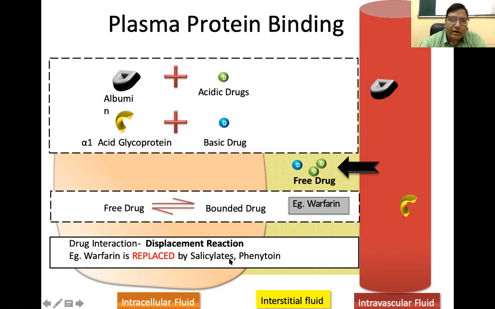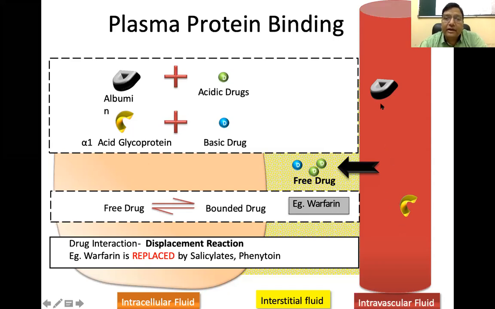And one more important factor is that I have talked about CHF or uremia. If any condition is there which is going to decrease the plasma protein levels, what will happen with drugs like warfarin, which has high plasma protein binding? Normally the drug is slowly released, so a normal therapeutic effect comes.